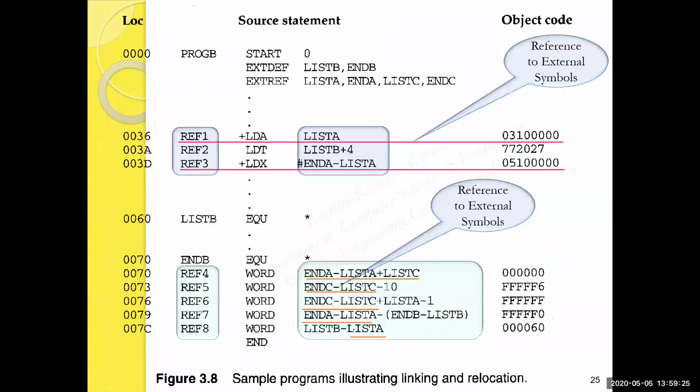And in our discussions, we will focus only on the issues of relocation and linking. And that is why portions of the program that are not involved in the relocation or linking process have been omitted, or we have indicated them with dots. So all portions of the program not involved in the relocation and linking process have been omitted, which also applies to the object program that is generated.